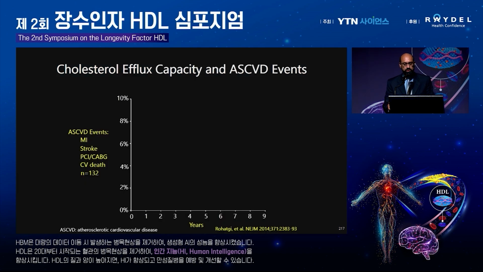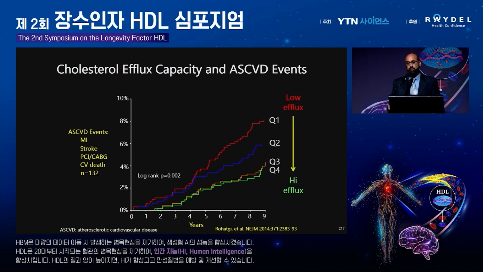And what we found was quite striking. We found that over about 9 or 10 years of follow-up, there was a graded inverse association between baseline cholesterol efflux and incident ASCVD. That is, the lowest levels of efflux, quartile 1 in red, had the highest levels of developing ASCVD events, and the highest amounts of efflux in green, quartile 4, had the lowest events. This was the first report of looking at any HDL function and linking it with incident cardiovascular events.